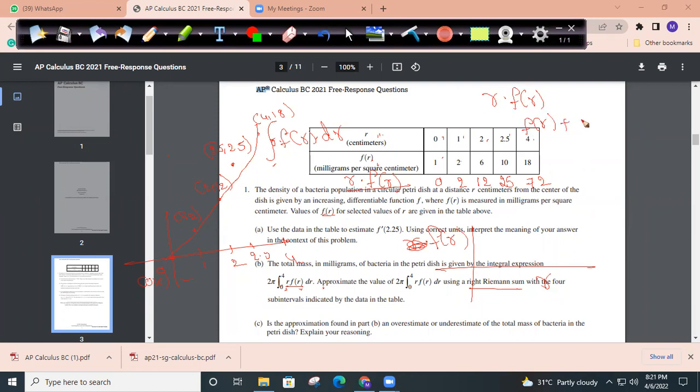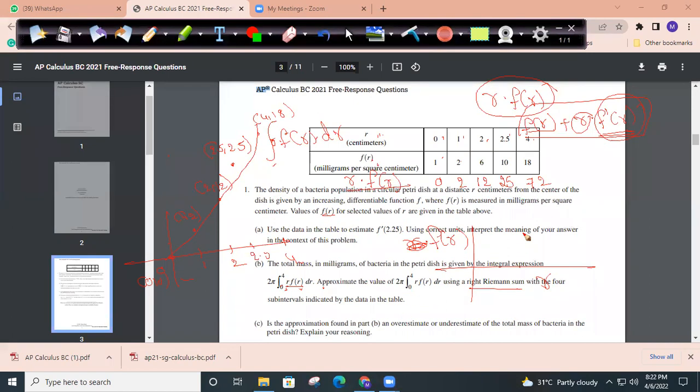f of r plus r into f dash of r. So f of r is positive, r is a positive number, and f dash of r is positive because f is an increasing function. So the entire value is positive, so r into f of r is also an increasing function. Don't get confused. Why I'm telling you is he is asking underestimate or overestimate. I went there, so I'm explaining.